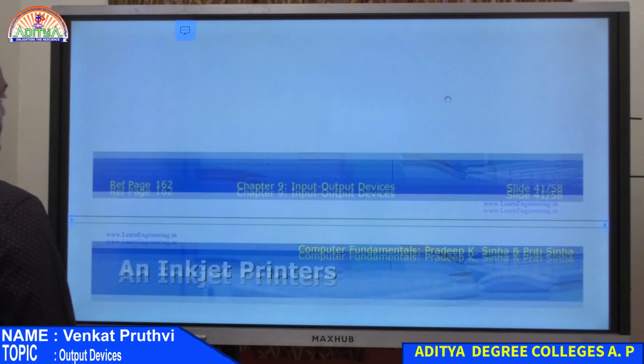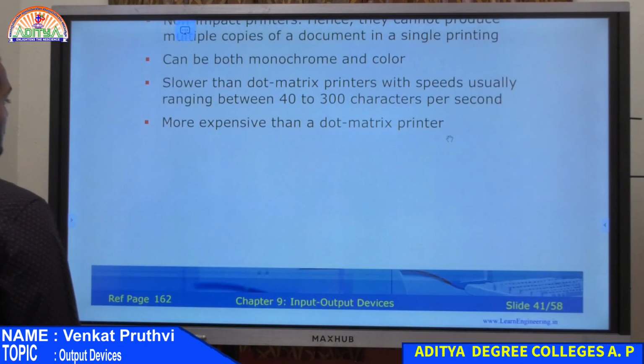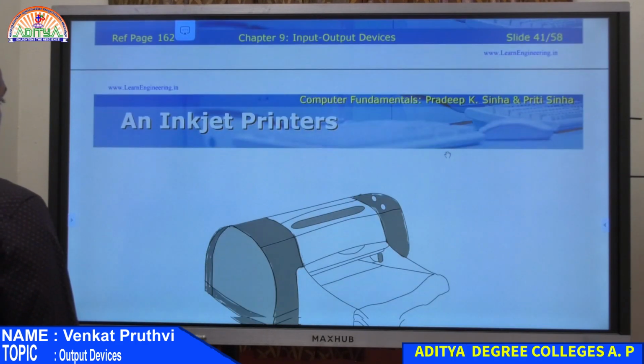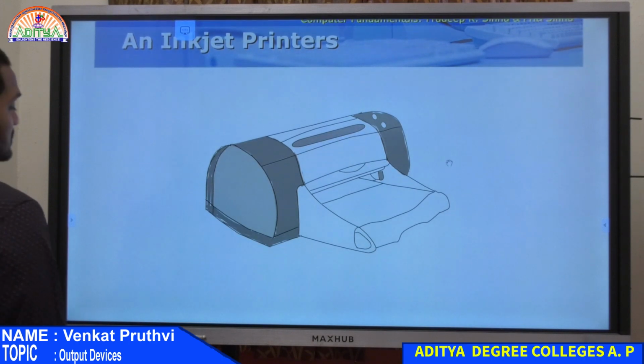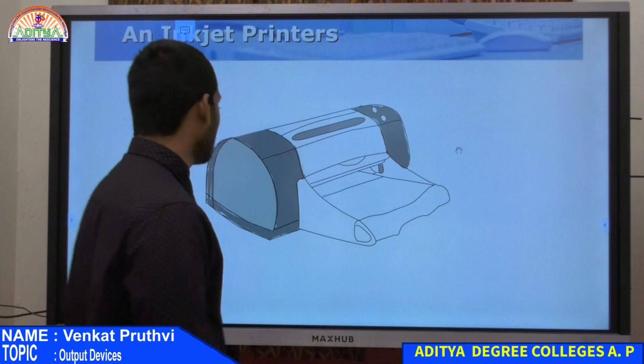So the cost is higher for inkjet printers, and they are also slower than your dot matrix printer. Then this is how your inkjet printer looks like. This is the most common type of printer that we have seen these days.